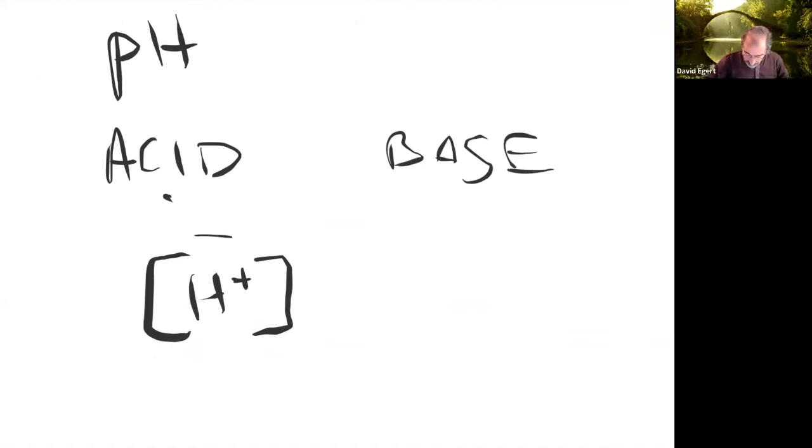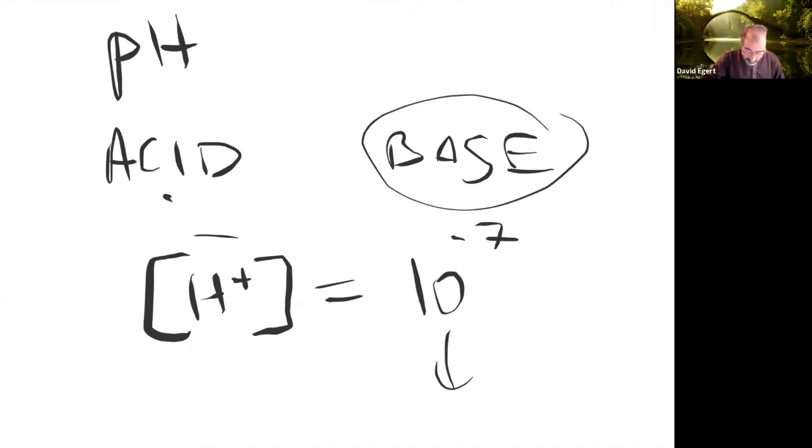Remember, in neutral water the concentration of H plus was 10 to the minus 7th. When this was lower, it's more basic. If you have a higher concentration of H pluses, it's more acidic. So it's all about the concentration of H pluses. That's why the bicarbonate. Remember, CO2.